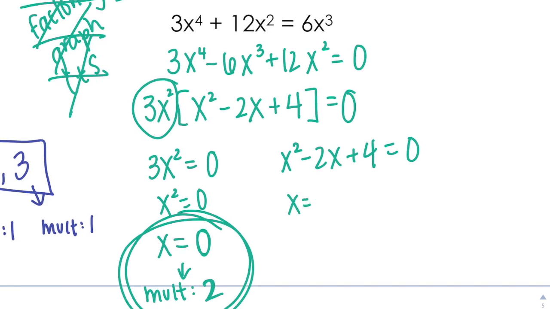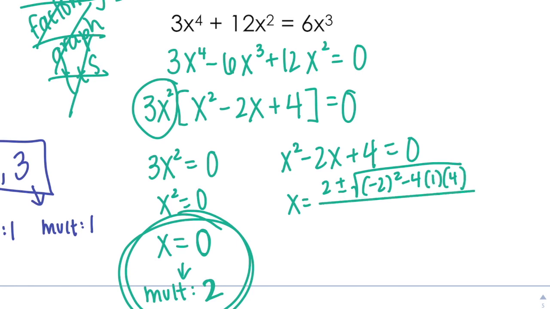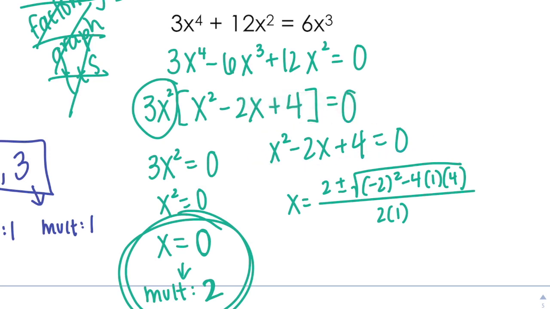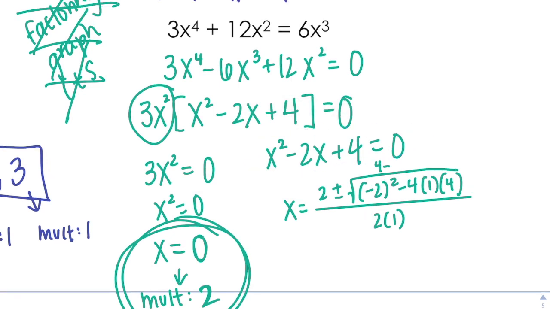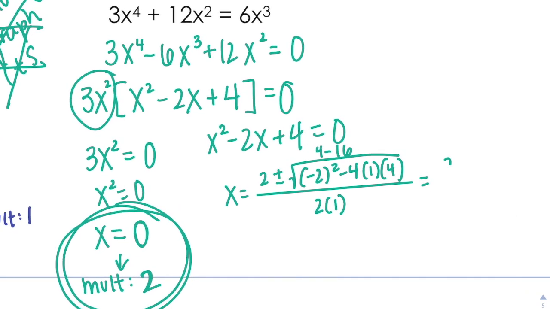So x equals -b, which would be 2, plus or minus the square root of -2 squared minus 4a times c, which is 1 times 4, all over 2a. 2 times a is 2. So -2 squared becomes +4, minus 4 times 1 times 4 is 16. So that becomes 2 plus or minus the square root of 4 minus 16, which is -12, all over 2.